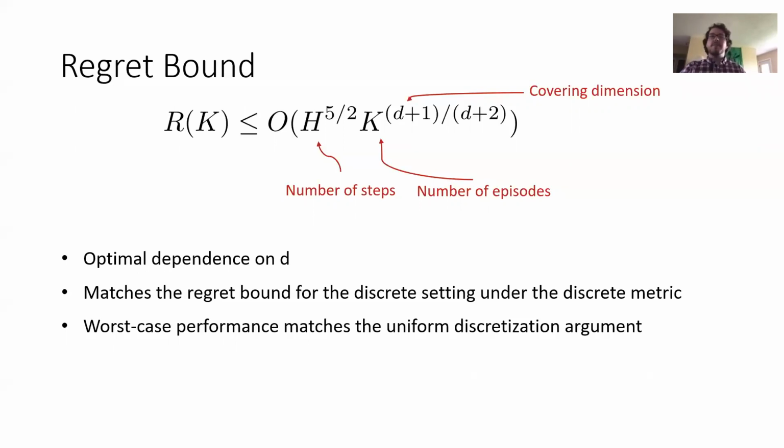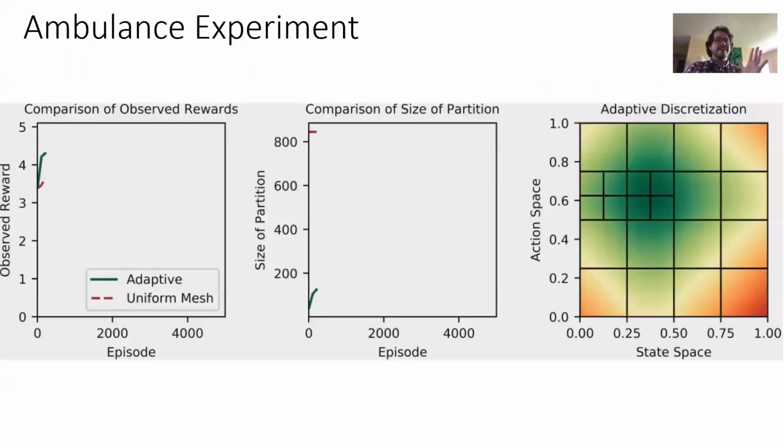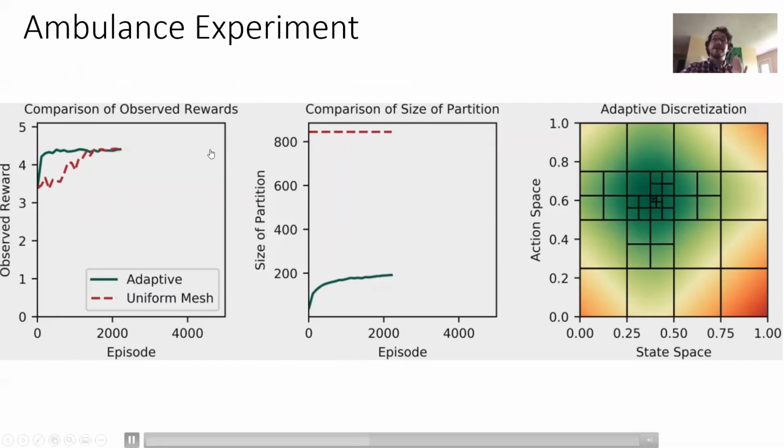Just to help illustrate what the algorithm is actually doing, I've prepared a little bit of simulation. So again, this is back to the Las Vegas interval 0-1 ambulance experiment. And here we have 3 different plots. We'll talk about them one by one. On the first plot, the plot on the left, we have a comparison of the observed rewards between the adaptive algorithm in green and the uniform mesh algorithm in red, where the y-axis is the observed rewards and the x-axis is the episode, so the time.